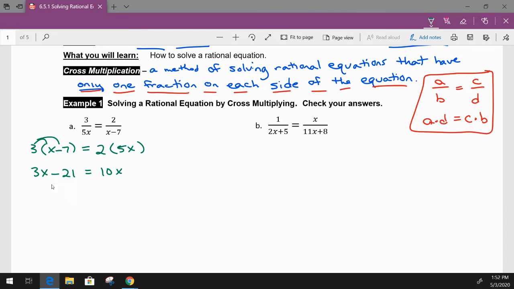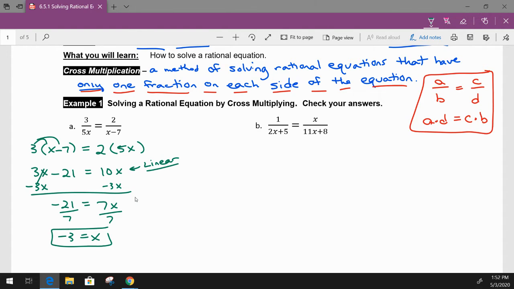And then since this is now a linear equation, it is important to pay attention to what type of equation that you have now. If your new equation is linear, then you want to get the variable on one side of the equation, the constant on the other. So I would subtract 3x from both sides, which would then give you negative 21 equals 7x, divide by 7 on both sides, and I would get negative 3 is equal to x.